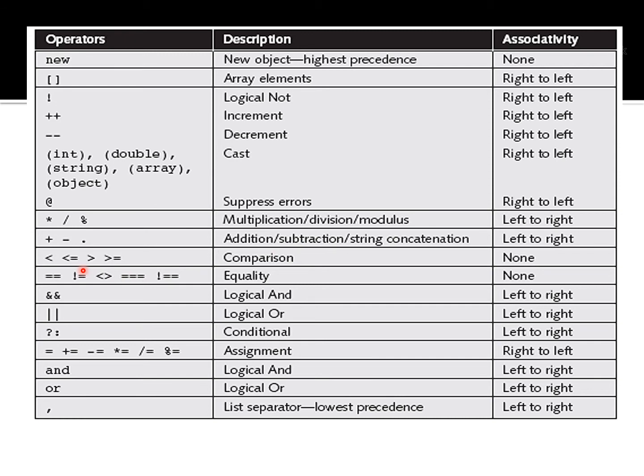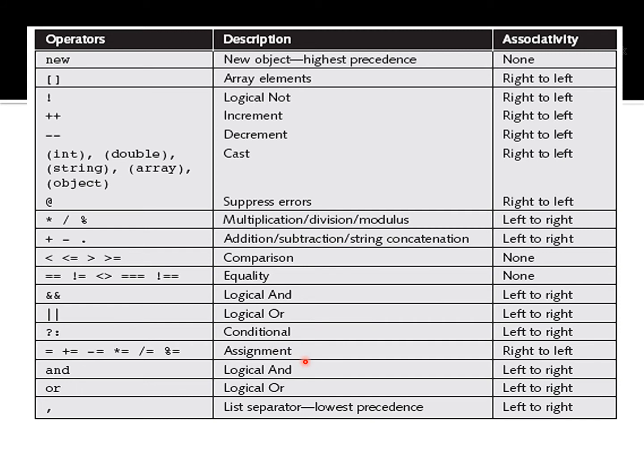Then less than or equal to, greater than or equal to, that is the corresponding comparison operators. Then equal to, not equal to, triple equal to, not triple equal to. Equality symbols are having the next priority. And then come the logical and, logical or, and conditional operators. For all the logical operations, the associativity is from left to right, and for the conditional operator also the associativity is left to right. Then come the assignment operators.